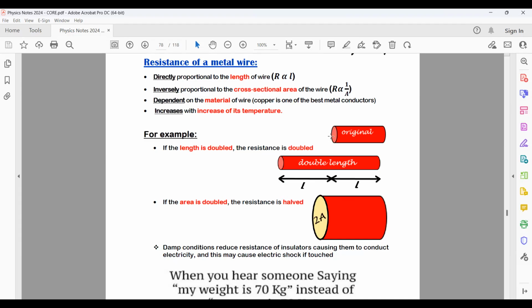If I have an original wire that's narrow and a wire that is wider, the narrow wire will be hard for me to move in, but the wide wire I'll move easily. So the greater the area, the lower the resistance. In other words, we say that resistance is inversely proportional to the cross-sectional area.